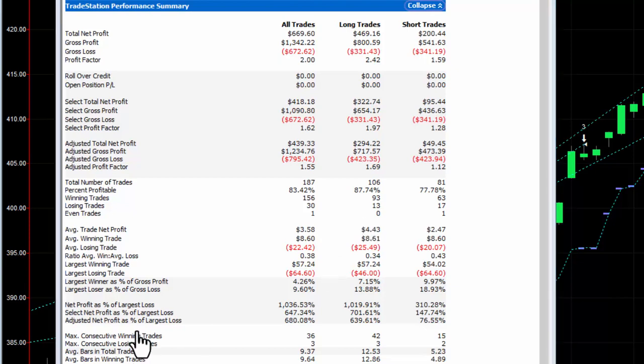And of course, I like to look at winning streaks and losing streaks. So it's only lost 3 in a row, but it's had a 36 trade winning streak. So that's pretty cool to know. All right, so this is standard mode. Keep an eye on these numbers.